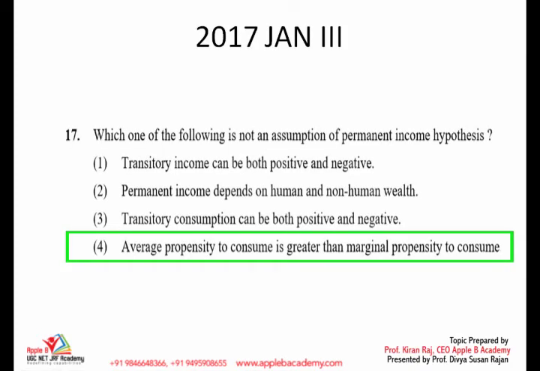Now, even though 1, 2, 3 can be seen in the permanent income hypothesis, number 4 is not an assumption that has been stated in the permanent income hypothesis, whereas transitory income, positive and negative, is actually stated in the assumptions of the permanent income hypothesis. Permanent income depends on human and non-human wealth. We had stated how this assumption had actually come true. 3. Transitory consumption can be positive and negative is also stated in the assumptions of the permanent income hypothesis. Average propensity to consume is greater than the marginal propensity to consume is not shown in the permanent income hypothesis. Hence, the answer to this is 4.